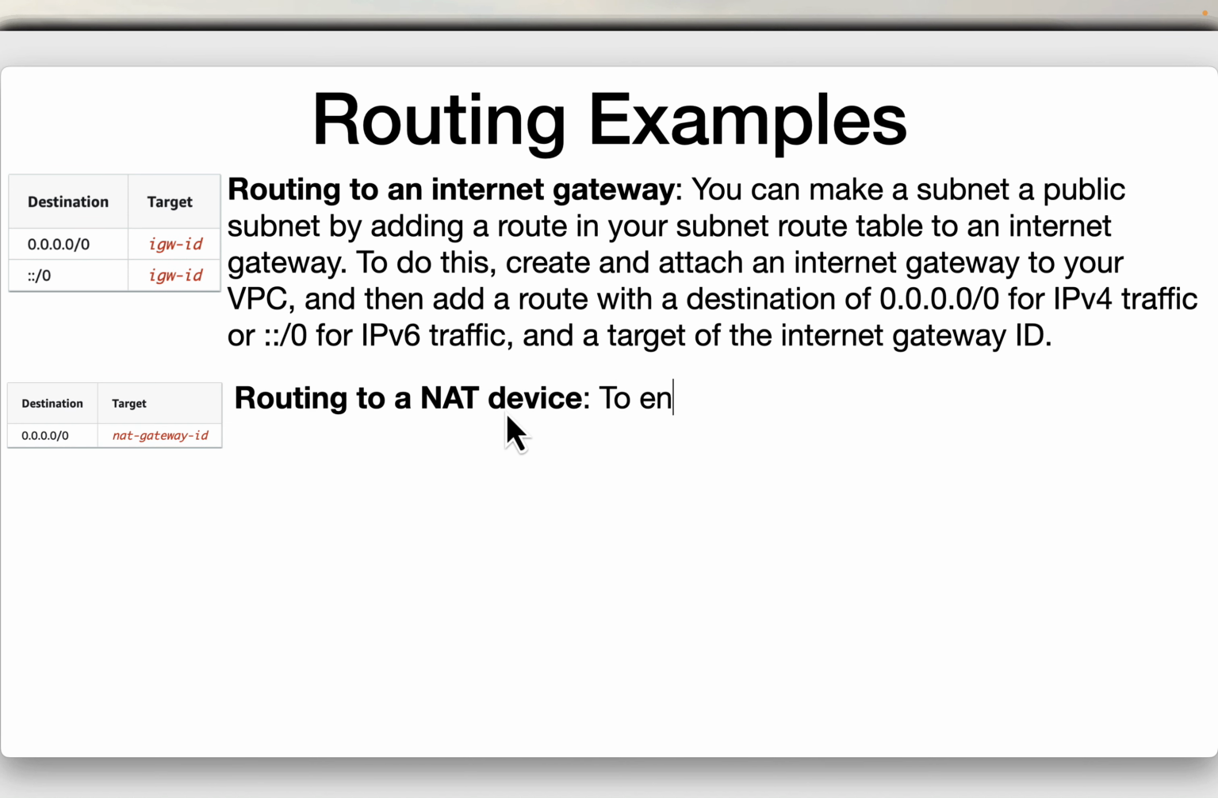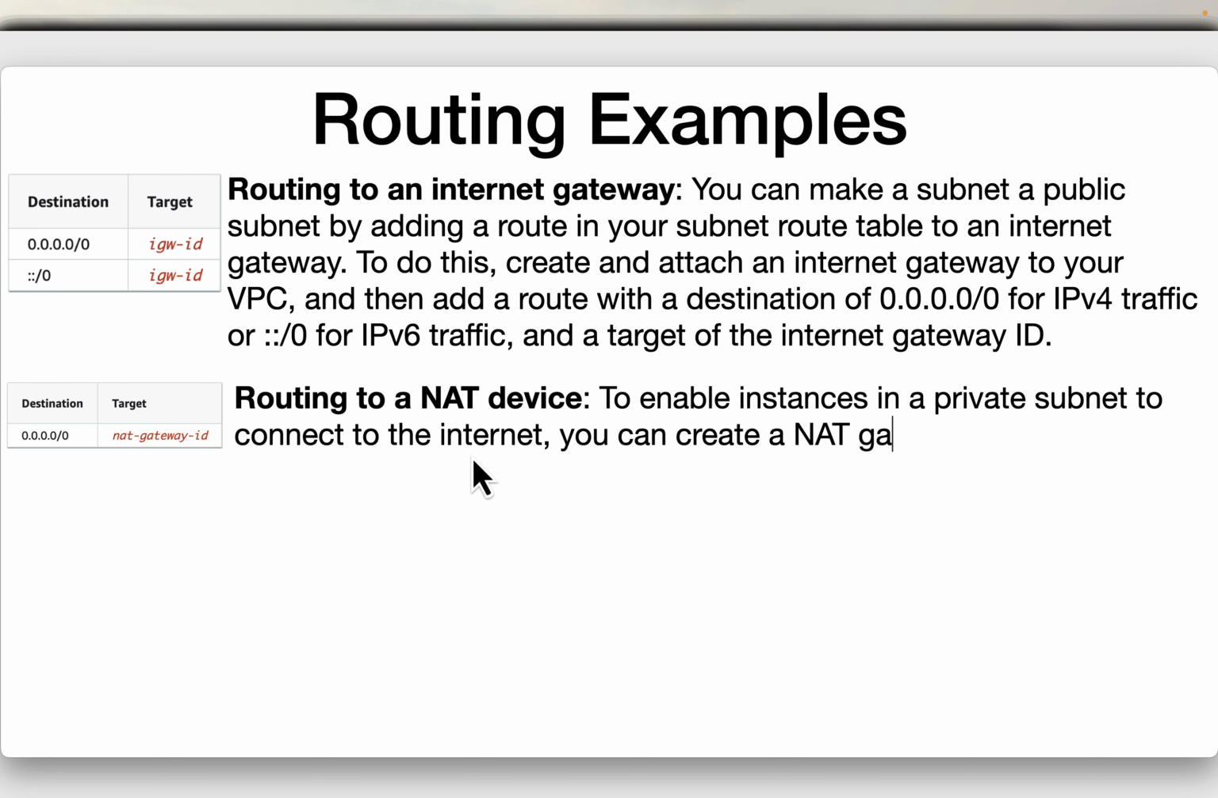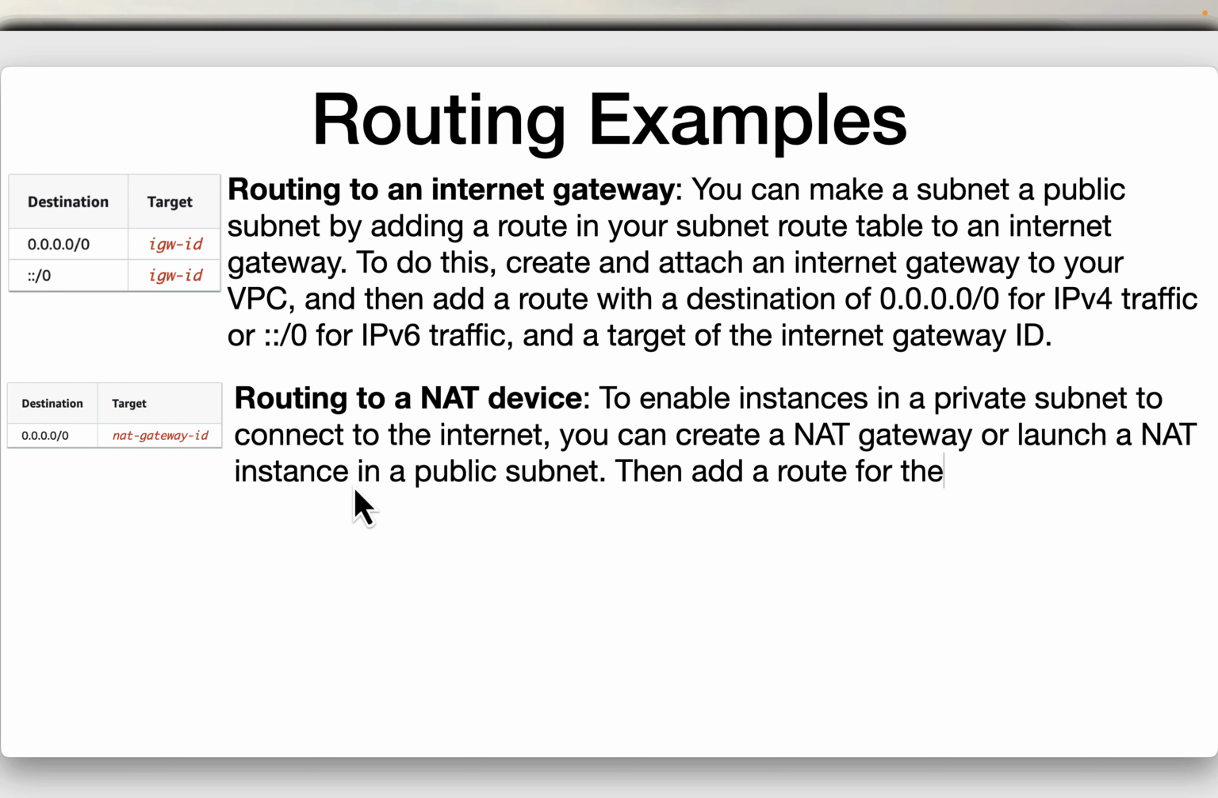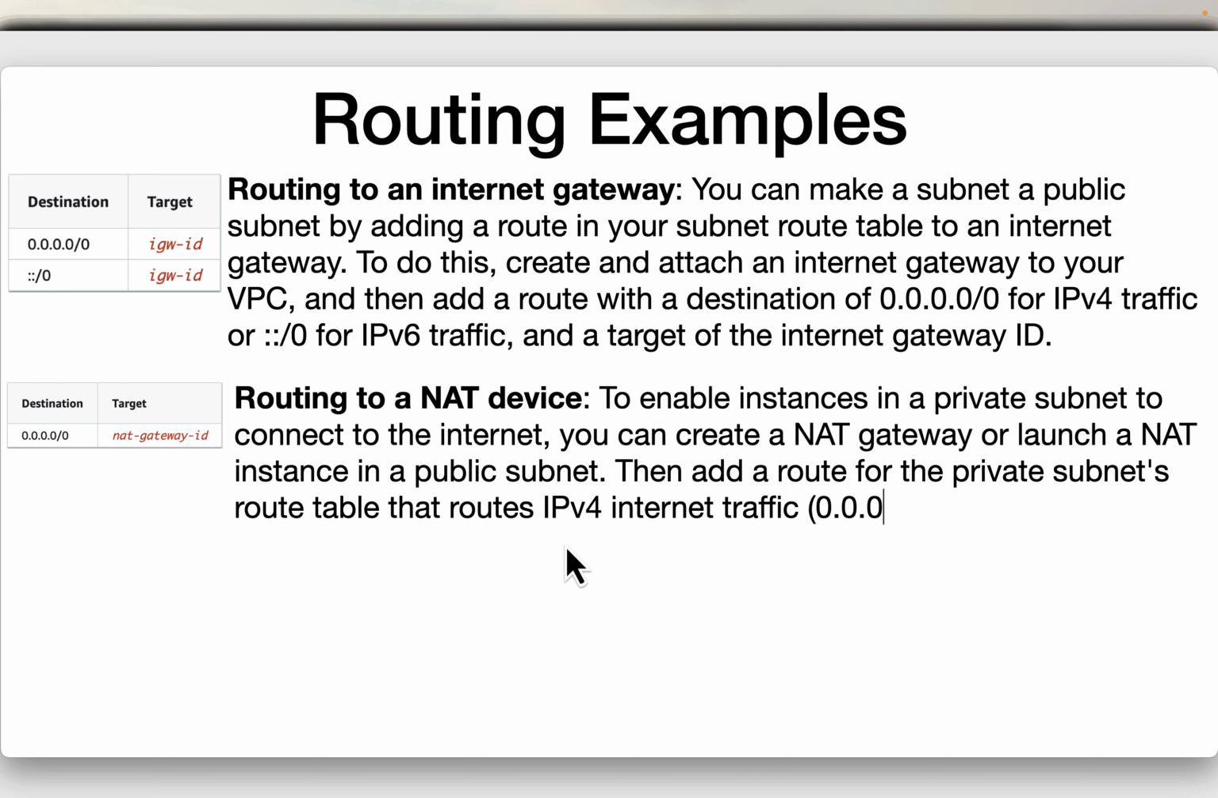Okay, routing to NAT devices. To enable instances in a private subnet to connect to the internet, you can create a NAT gateway or launch a NAT instance in a public subnet. Then add a route to the private subnet's route table that routes IPv4 traffic to the NAT device. We don't need this for IPv6 because with IPv6 there is no need for NAT. NAT exists because there is a limited number of IPv4 addresses. That's why we need NAT.